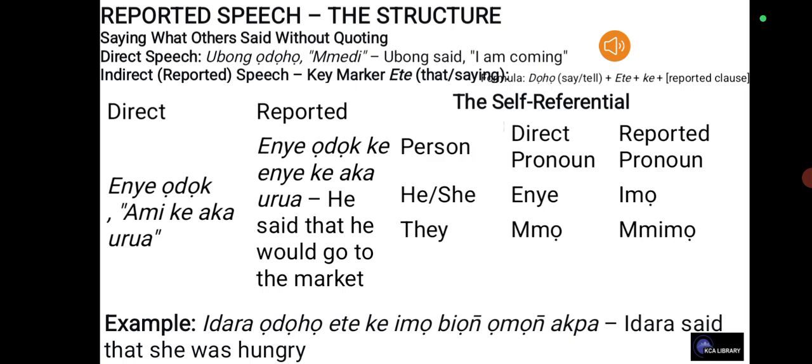A key point is the pronoun imo. In reported speech, imo refers back to the speaker, not to you. So Idora odeho it ku imo bayan oman akpa means Idora said that she herself was hungry. If you used any, it would mean Idora said that someone else was hungry. So imo is how you keep the reference clear. With this structure you can report statements, it mmi odeho it ku imo ike yutum, meaning my father said that he is going to work. This is how adults talk about conversations, and it makes your Efik-Ibibio sound mature.